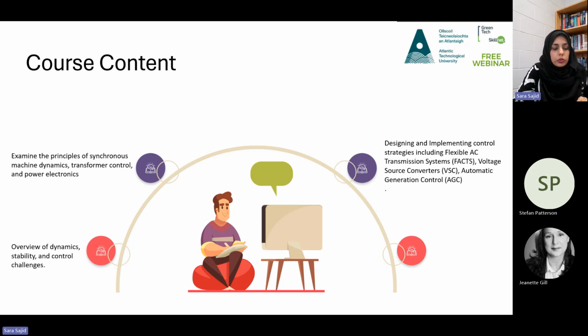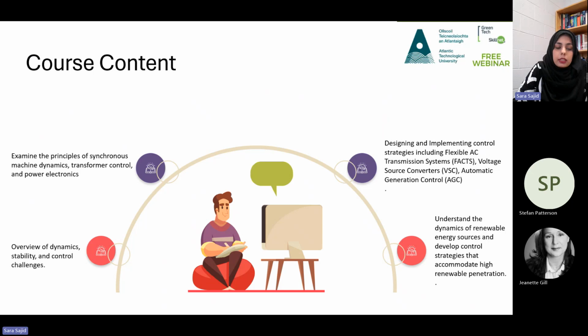Then we will move on towards the design and the implementation, and we will design the control strategies, including the control systems for high voltage systems, for example, flexible AC transmission systems and voltage source converters. And we will go for the control and design techniques of distributed energy resource controls, for example, MPPT control for your solar panels, and then control mechanisms for your wind turbines.